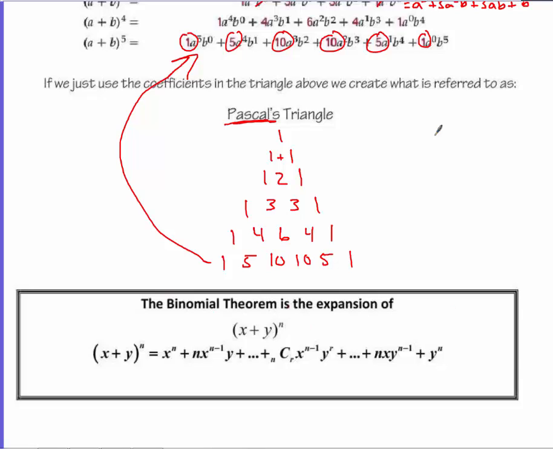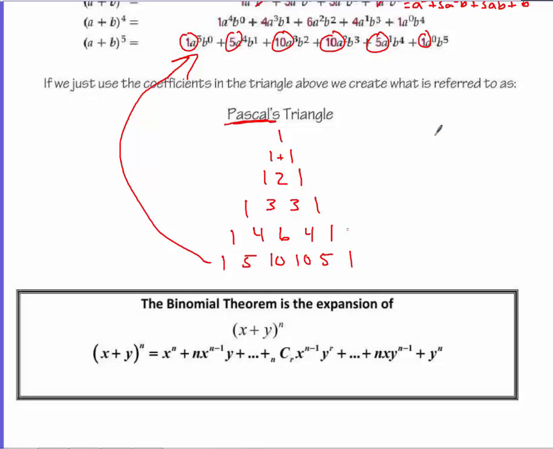So the binomial theorem is the expansion of (x + y)^n. And (x + y)^n is always equal to x^n, and then this pattern here. I don't expect us to work with this any, just so you see it. So it says x^n plus n times x^(n-1) y. So if you knew what n was, you could just fill this in, right?